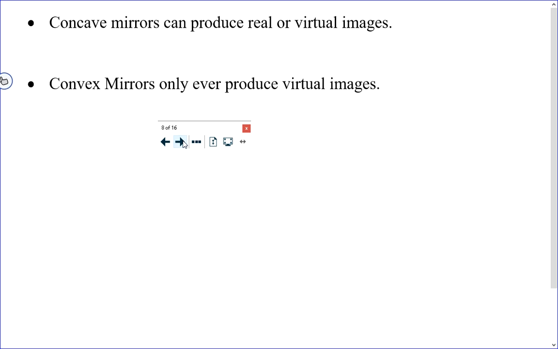Concave mirrors can produce real images or virtual images. However, convex mirrors only ever produce virtual images. And I want you to use your imagination here. A convex mirror, you know what that looks like by the first demonstration I included here.